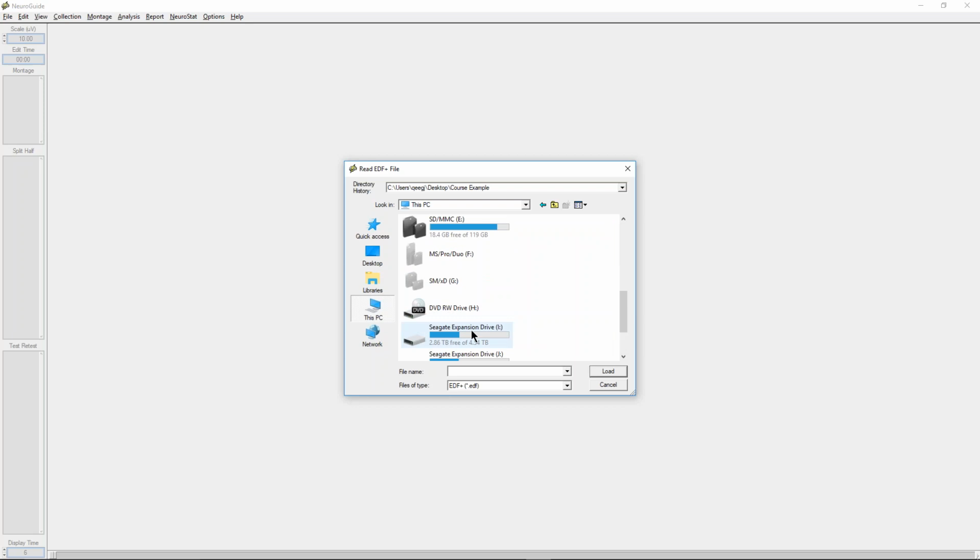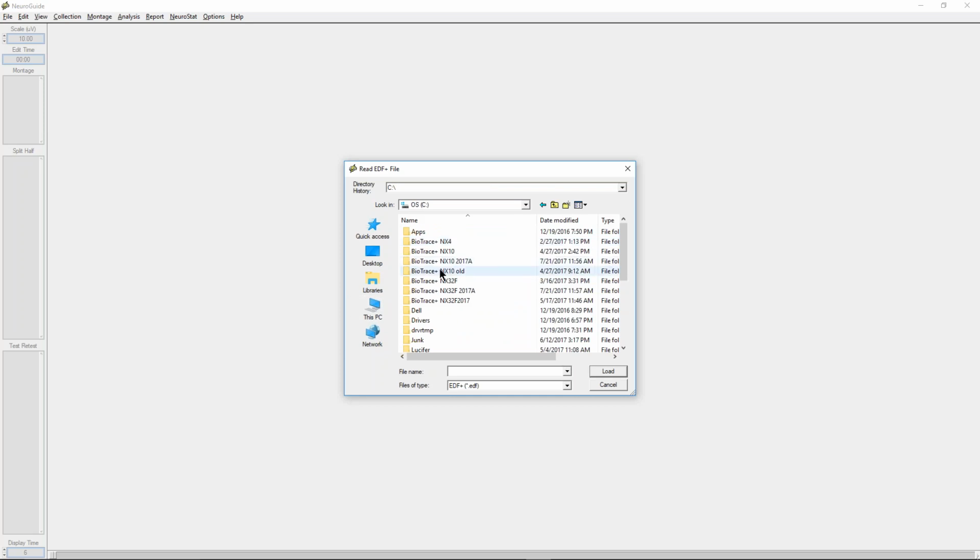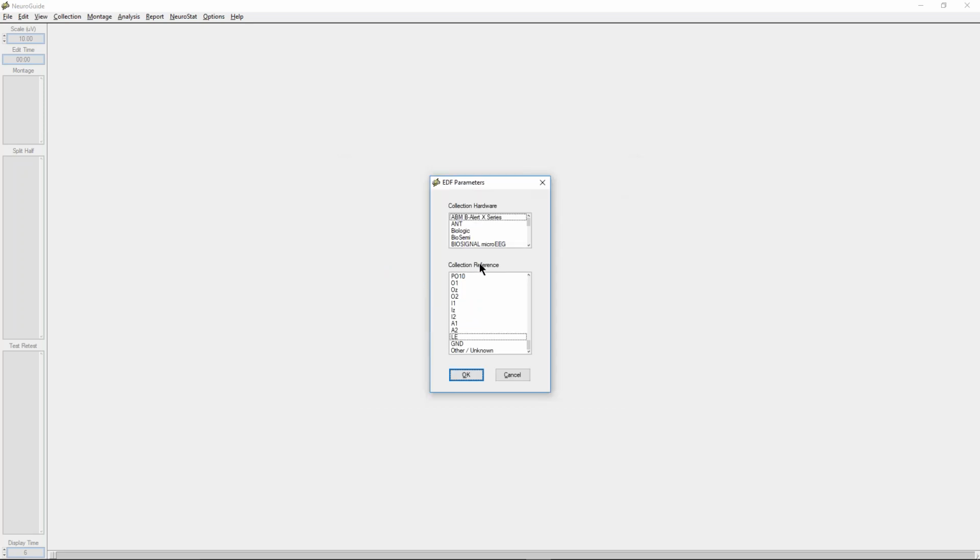From the C drive. Where's my C drive? There it is. And I'll go to BioTrace 32. Let's try this one. And export. Oh, that's interesting. In the new version, they don't have an export folder. How can they not have an export folder? Well, we'll go to the older version. There was our export folder. And here's a test EDF file.